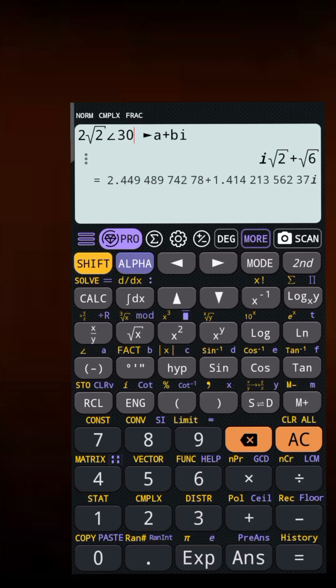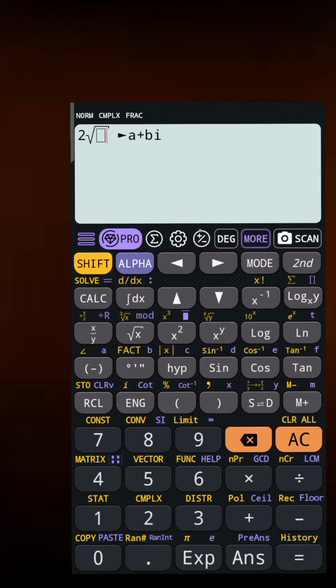It's simple. So for the second one, I think we got 2 angle 150 degrees. Let's see. 2 angle 150 degrees. Good. It gave us the minus root 3 plus i that we had before, which led us to this polar form. So this is the power of the calculator actually. You can do a lot of things. You can explore more tricks.